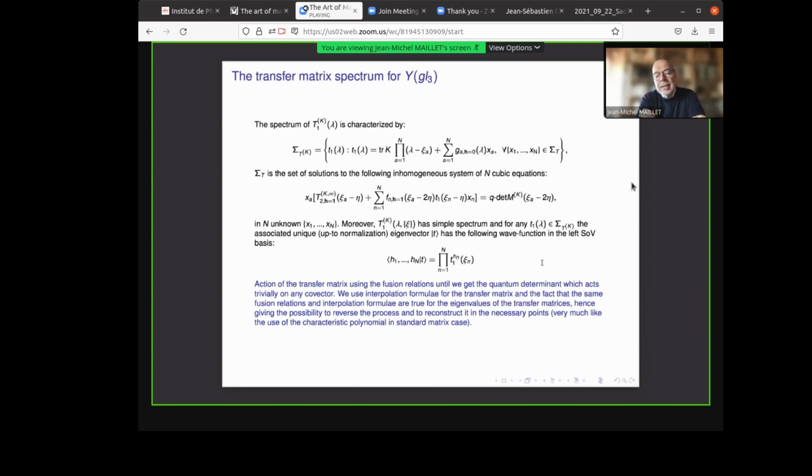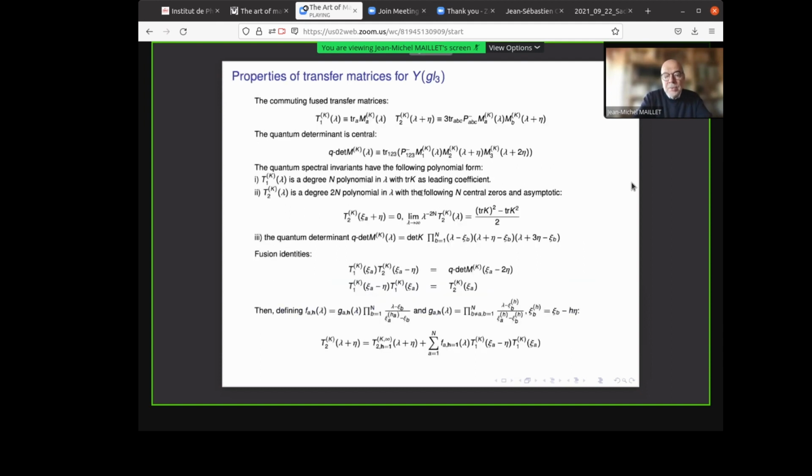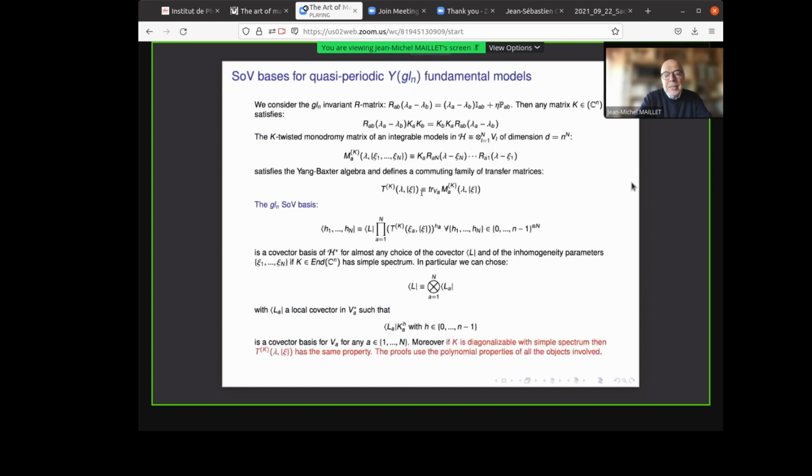So you can fully characterize the spectrum using just these two levels of fusion relations, supplemented with the asymptotic value of the polynomial T1 in terms, again, of the unknown x1 to xn, satisfying just the quantum determinant relation. And because you know how to act back with the transfer matrix on your basis, which is just the basis I showed before, the basis which is given just here with powers. In the case of GL3, it's 0, 1, and 2 here.